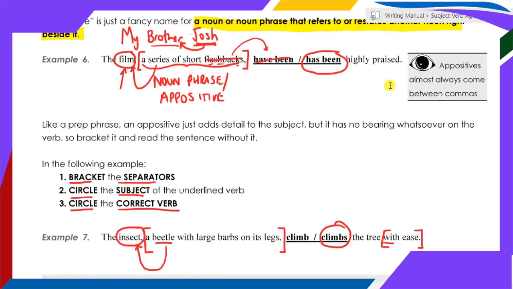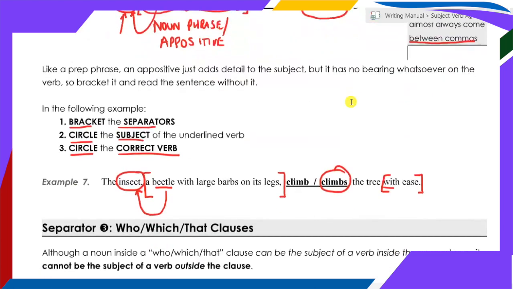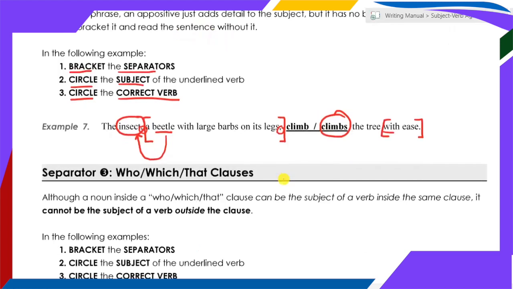Now back up to this little tip-off clue up here. Appositives almost always come between commas. They don't have to come between commas, but they very frequently do. So that's another good tip-off that you're dealing with an appositive phrase. If you see a phrase between commas, you very often can just start your bracket at the first comma, end your bracket at the second comma, and you will have accurately bracketed a separator.